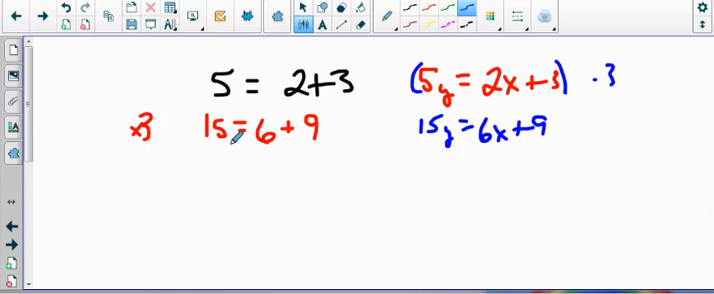5 is equal to 2 plus 3. 15 is equal to 6 plus 9. If I went back and multiplied everything by 10, all this stuff by 10, 150 is still equal to 60 plus 90.